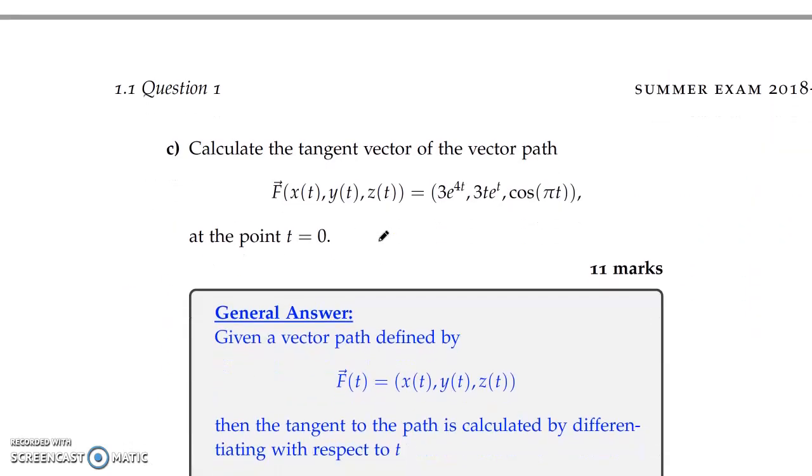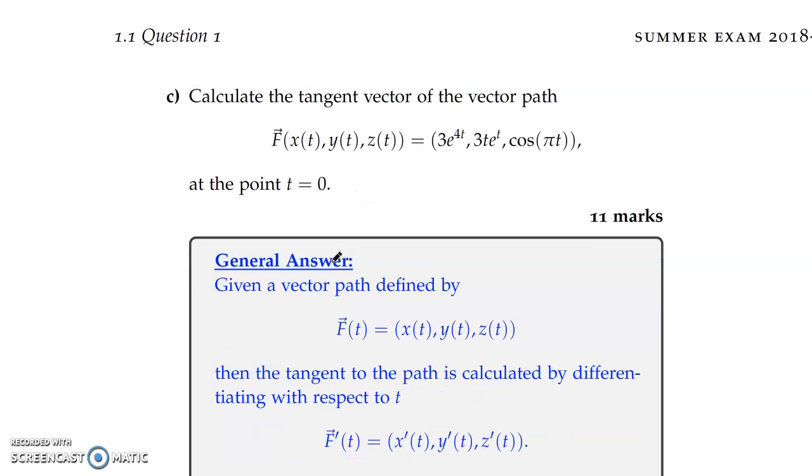So, the last part of question 1: calculate the tangent vector of the vector path. A vector path represents how something moves through space. So here we have x, y, and z all as a function of time. So we have some path, and we're interested in what's the tangent vector at t equals 0. That gives you the rate of change, the velocity of that particle or movement at that point.